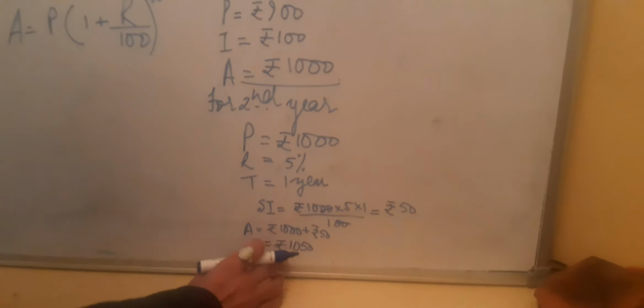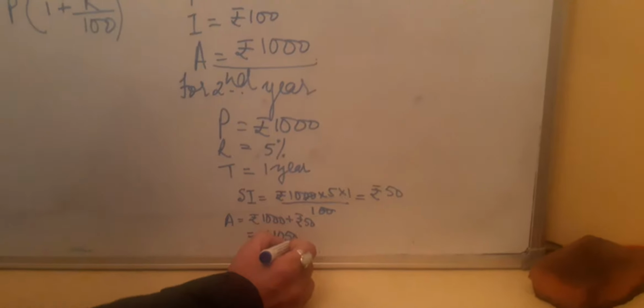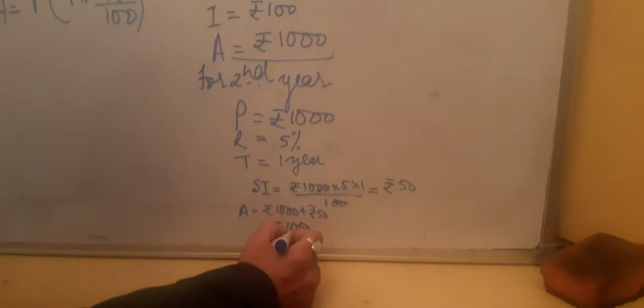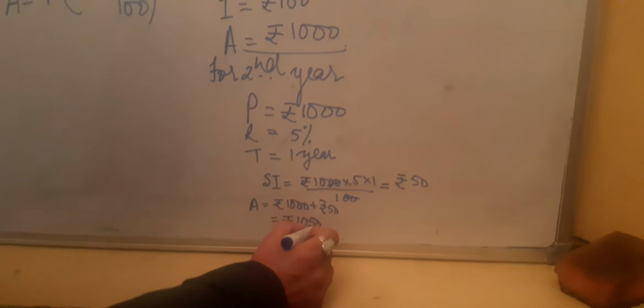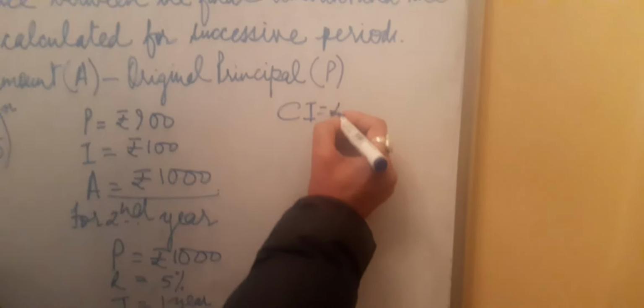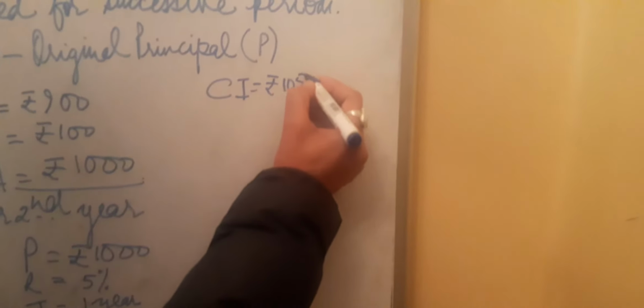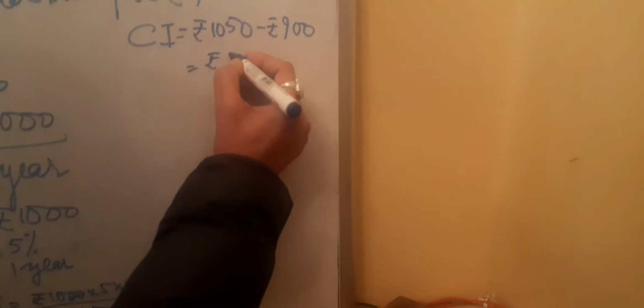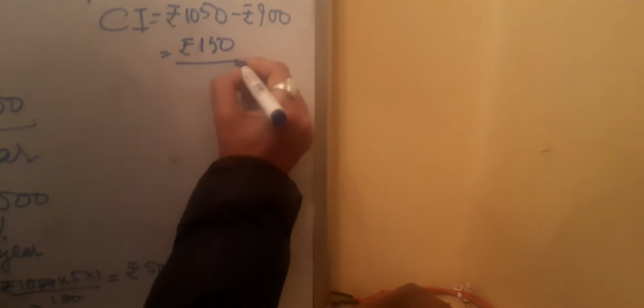Suppose I have to calculate the compound interest for 2 years. The compound interest for 2 years will be the final amount, rupees 1050, minus the principal, that is 900. CI will be equal to rupees 1050 minus rupees 900, and that is equal to rupees 150, sorry, 150 will be the compound interest.